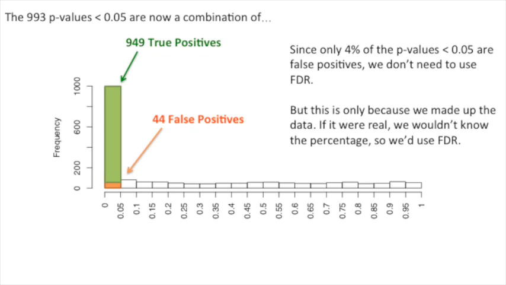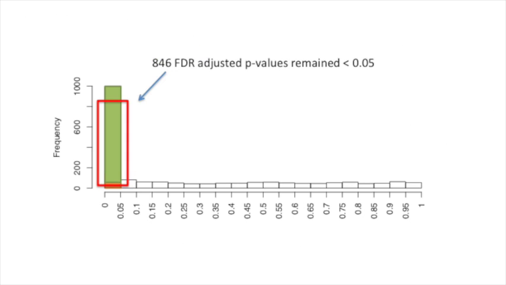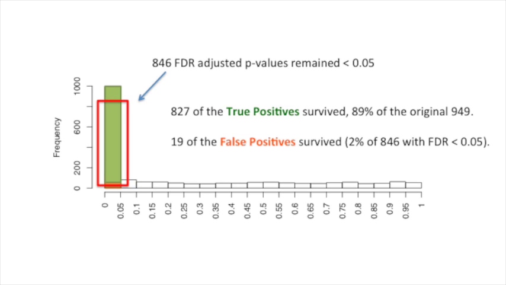But this is only because we made up the data. If it were real, we wouldn't know the percentage, so we'd use edgeR. So let's use edgeR and see what happens. After adjusting the p-values for multiple testing, 846 edgeR adjusted p-values remained less than 0.05. 827 of the true positives survived. That's 89% of the original 949. And also 19 of the false positives survived. 2% of the 846 with edgeR p-values less than 0.05.